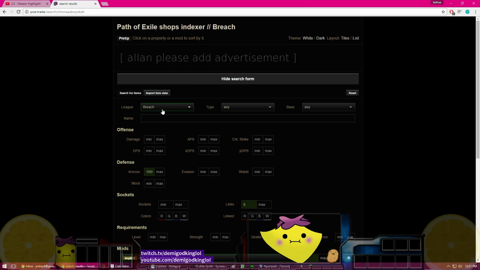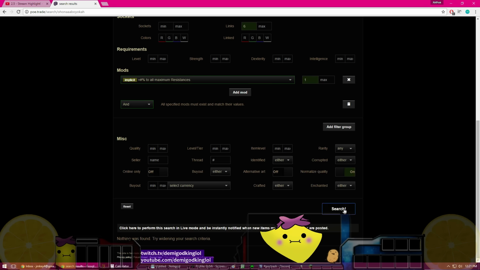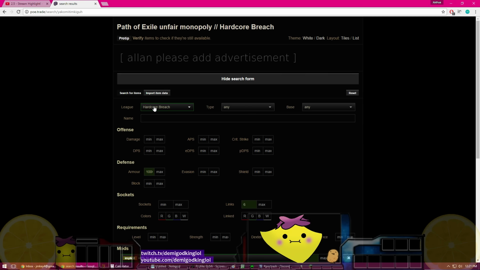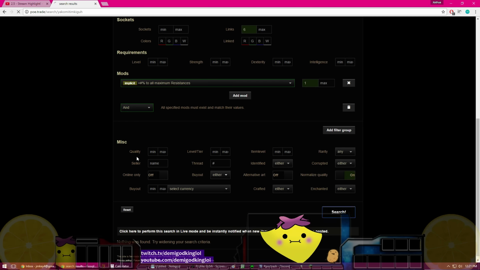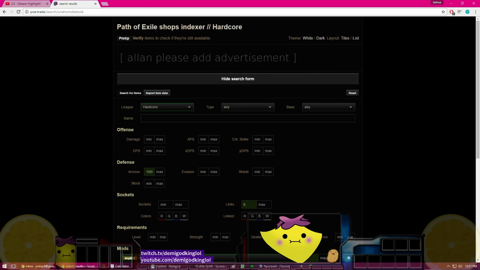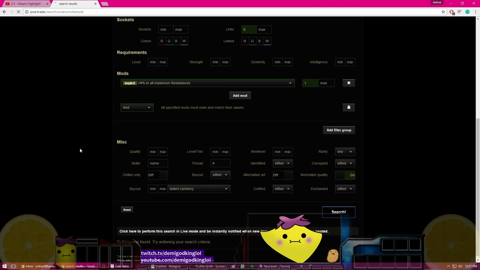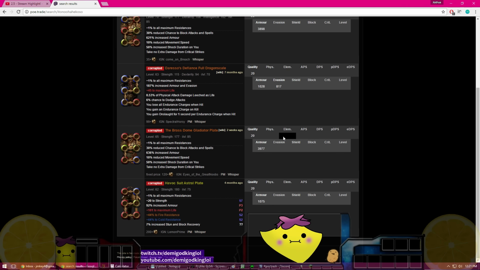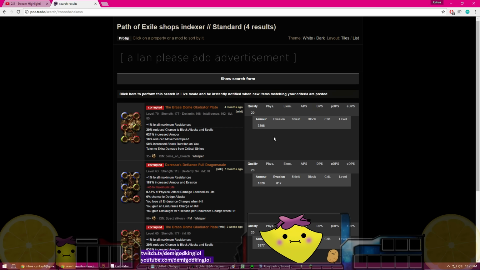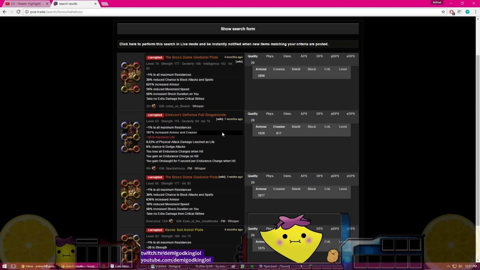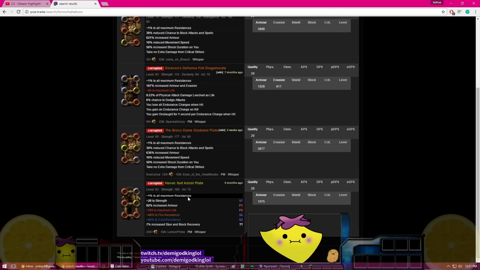None in Breach. What about Hardcore Breach? None in Hardcore Breach. What about actual Hardcore Hardcore? None in Hardcore Hardcore. Alright, so there are 4 1% max res chests with over 1k armor. Total. In the entire game. Hope you guys understand a little bit more why I got so hyped about that max res thing.